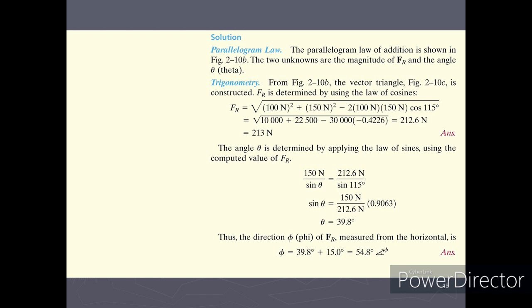And theta equals this. But this theta is not the direction of the resultant force. Phi is the direction, isn't it? Because it has to be with respect to a reference axis. Okay? So phi is equal to theta plus 15, which is exactly what we did here. And you can see, even after having written the direction, we indicate. You can see a small sign here.